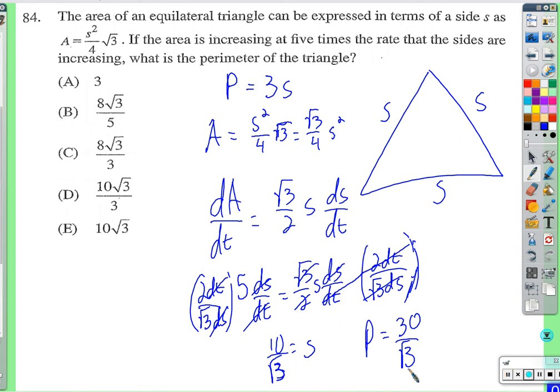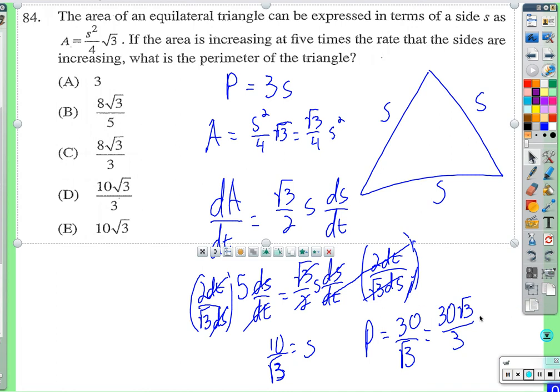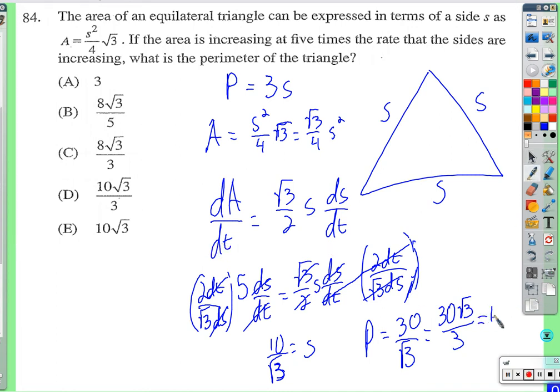Right. We're going to convert that, and we'll rationalize the denominator. 10 root 3. Yeah. 30 root 3. Yes. I got the same answer, but I just have to kind of. All right.